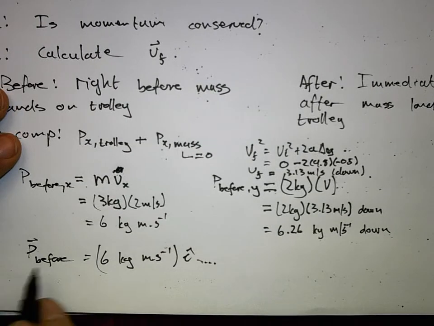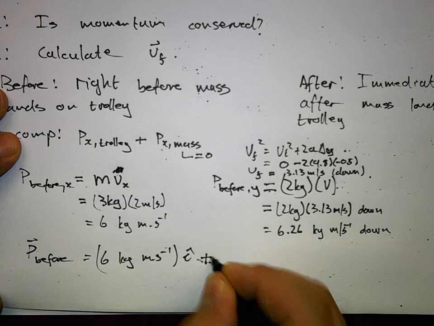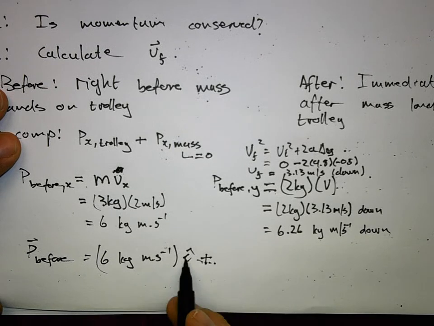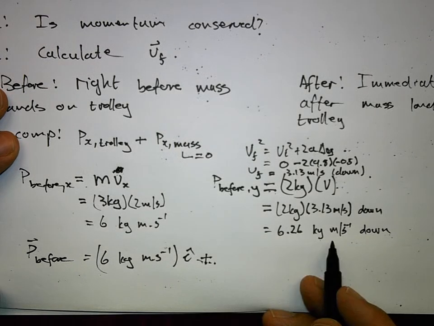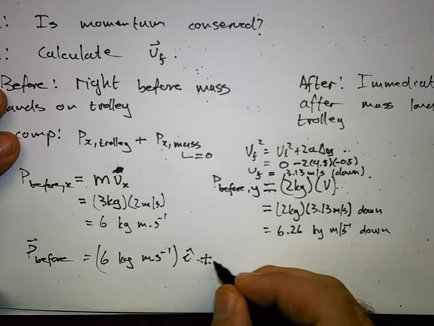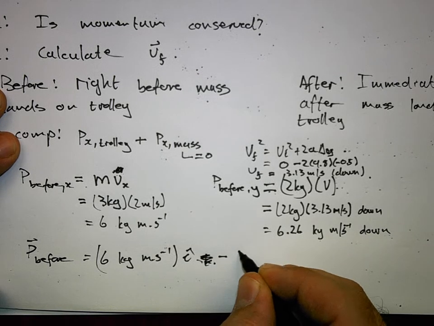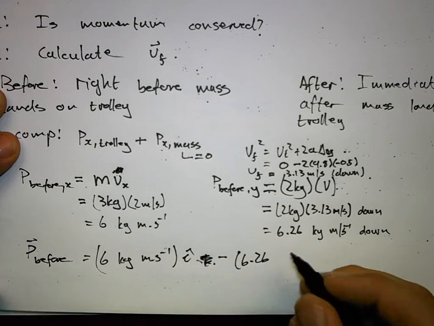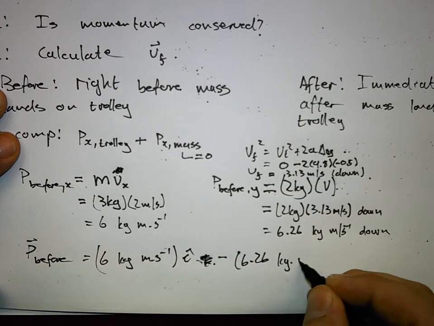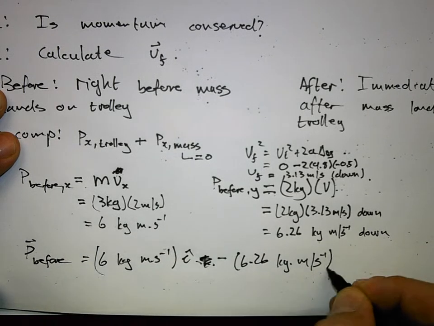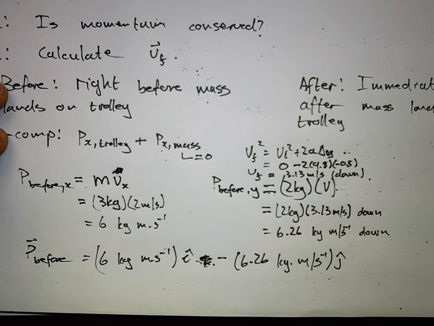So it means we have our total momentum before is equals to the momentum of the trolley, which is in the x direction, plus the momentum of the mass, which is in the negative y direction. So it will be negative 6.26 kilograms meters per second along the y direction. So that's our total momentum before these two things collide.